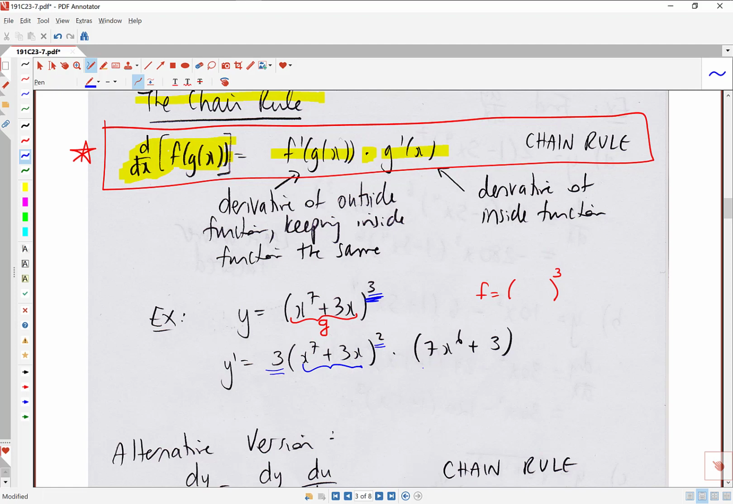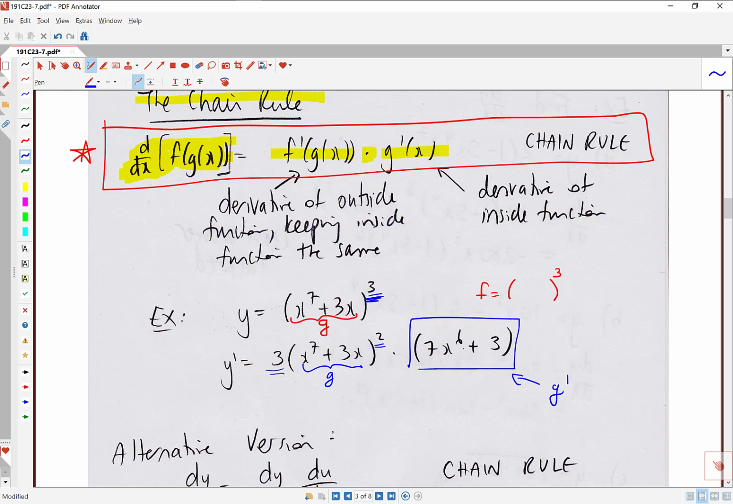So this part here, this is going to be our g prime, or derivative of the inside function. So if this stuff here was g, then g prime is going to be 7x to the 6 plus 3. So there we go. We took the derivative of the outside function, kept the inside the same, and then multiplied by the derivative of the inside function. So that's usually the most intuitive way of thinking about the chain rule.